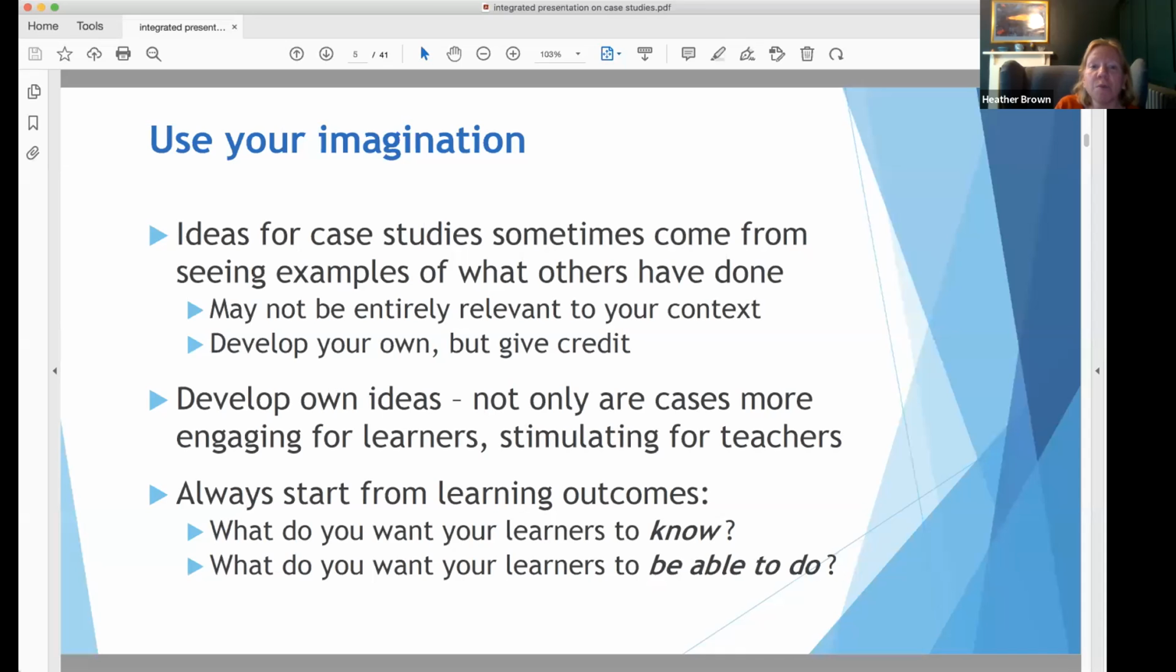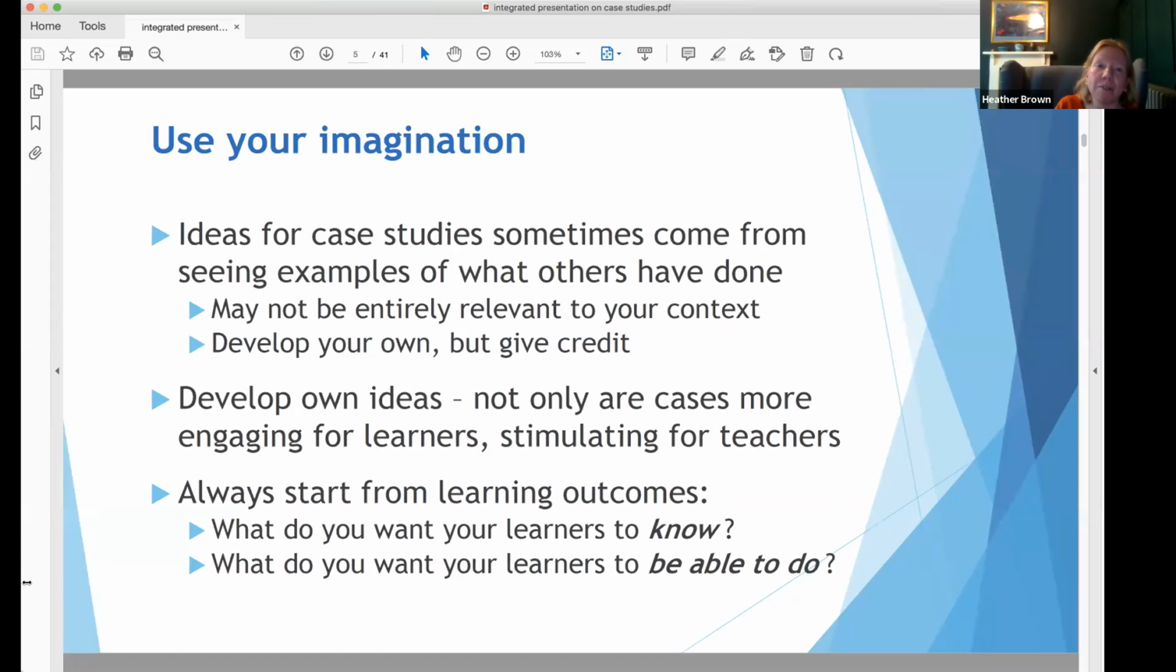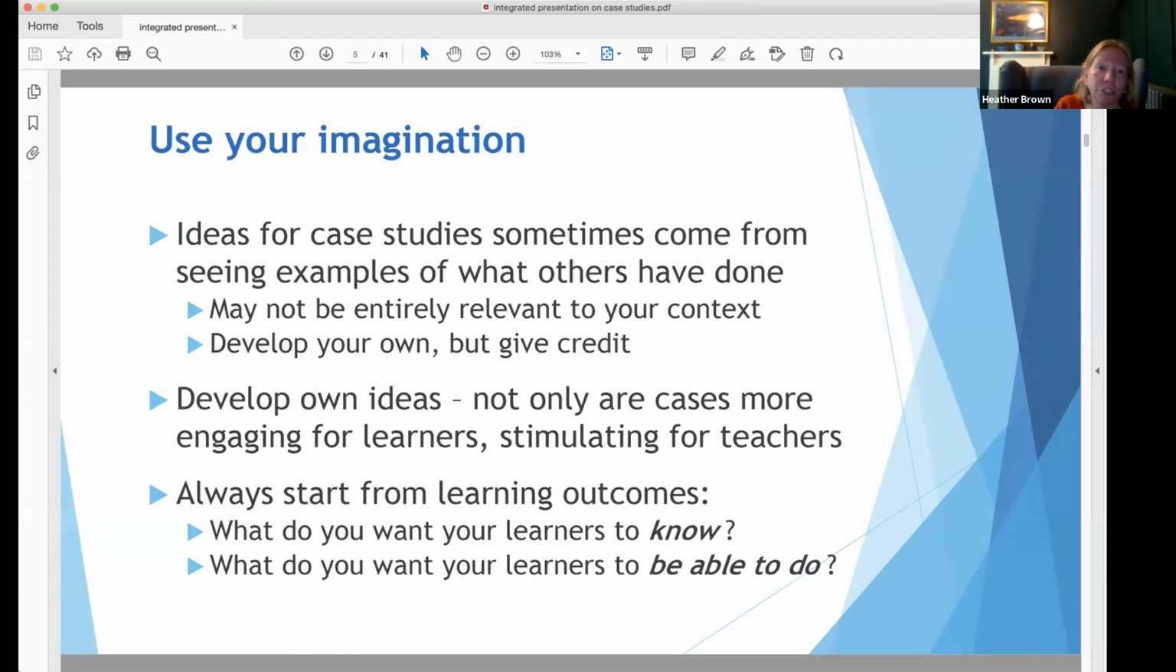But the key thing is to always start from the learning outcome. So what do you want students to achieve? When you're developing a case study or using an existing one, think about what outcome you want to get from that. At the end of the case study, what do you want learners to be able to do? What are the skills that they will have?